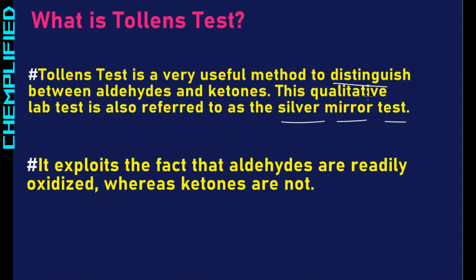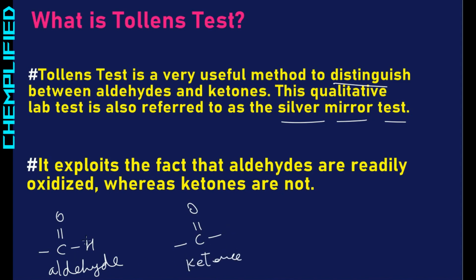Now it distinguishes between aldehyde and ketone. What is an aldehyde? An aldehyde is a compound that consists of this functional group. This is your aldehyde. And what is a ketone? It consists of this functional group, C double bond O. This is your ketone. So it differentiates between aldehyde and ketone. It means it gives a different kind of test for aldehyde and a different kind of test or no test for ketone.